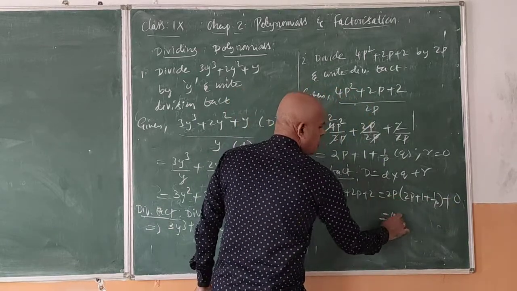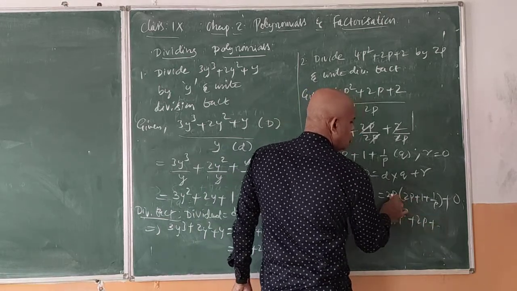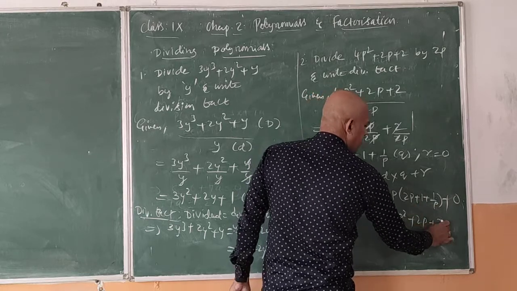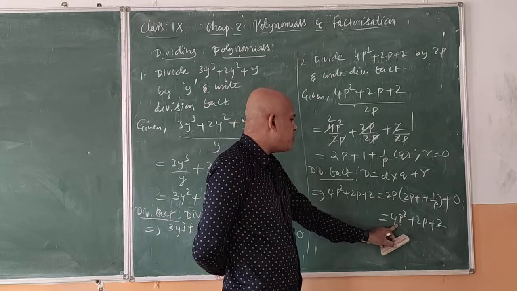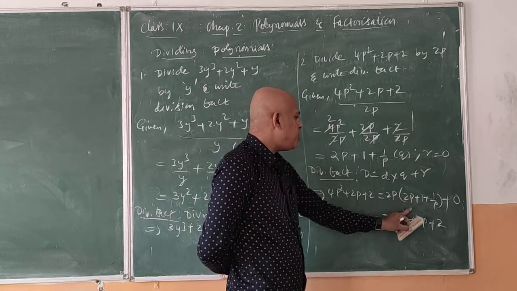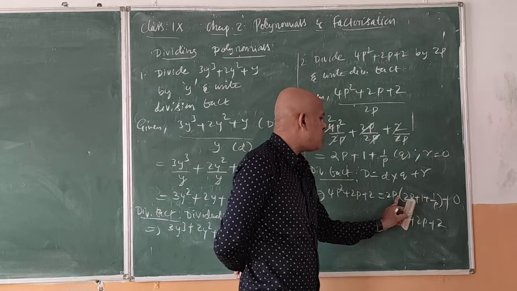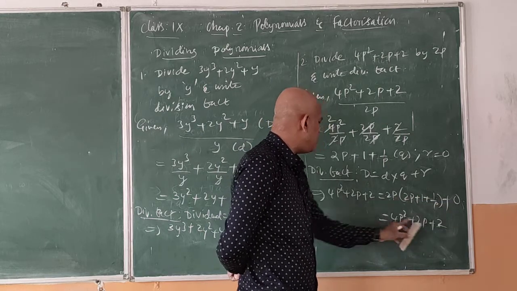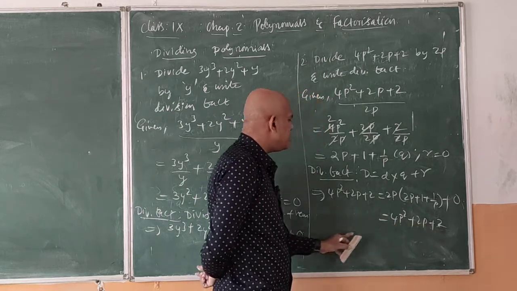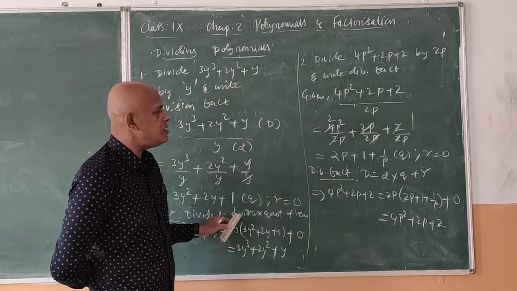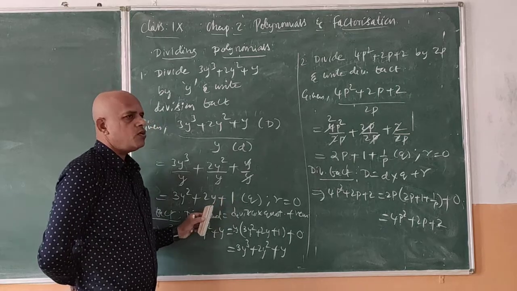2 into 2 is 4, p into p is p square, 2p into 1 is 2p. So 2p into 1 by p gets cancelled. What will we get here? 2. I will repeat here. 2p into 2p, 4p square, and 2p into 1 is 2p, and 2p into 1 by p gets cancelled, leaving 2. So 4p square plus 2p plus 2. So LHS is equal to RHS. So here also it is satisfying the division rule of division fact. So these are the two problems here.